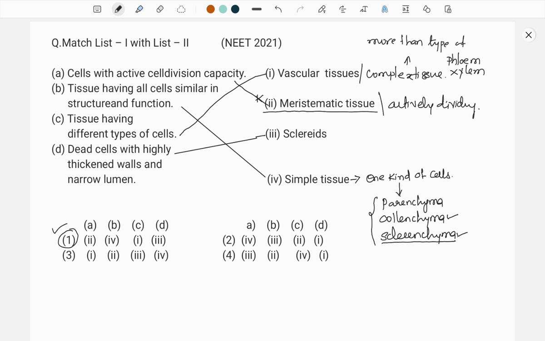If you see NCERT plus one, under complex tissue, it is very clearly mentioned that there is more than one type of cells. If you see the lines of simple tissue, it is very clearly mentioned that it is made up of only one type of cells. And meristematic cells are ever energetic, ever increasing, ever dividing cells. And sclereids are a kind of sclerenchyma which are dead, with lignified cell walls, bordered pits, no protoplasm, narrow lumen, and show mechanical support in different parts of the plant body.